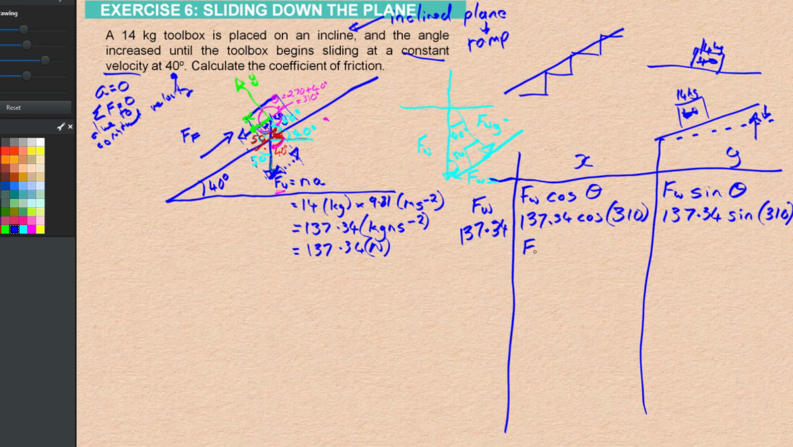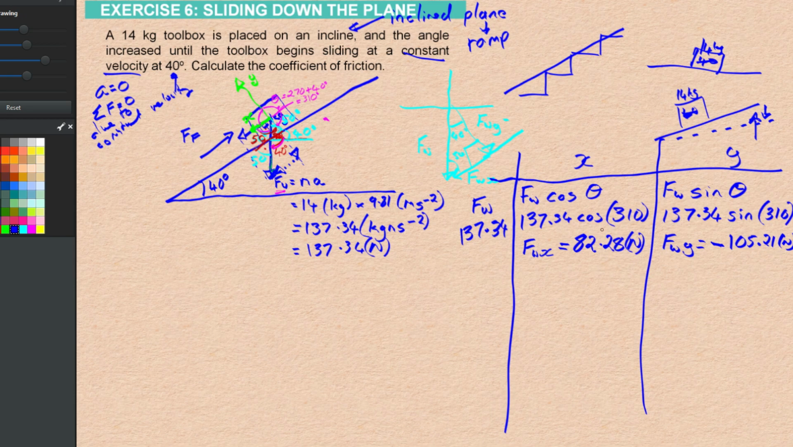And therefore the x component of our weight force is equal to 137.34 cos of 310, which is equal to 82.28 newtons, and the y component of our weight force is equal to minus 105.21 newtons.